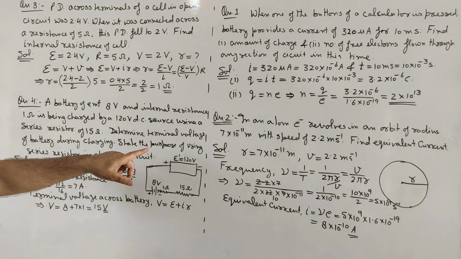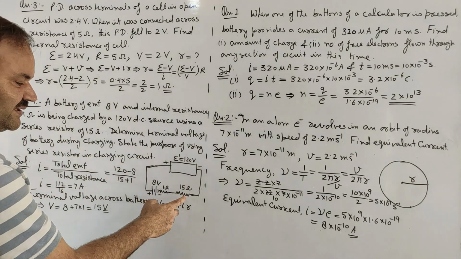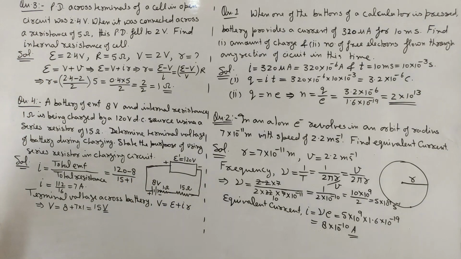Now, what is the purpose of using a series resistor? This series resistor is generally used to limit the current through the battery.